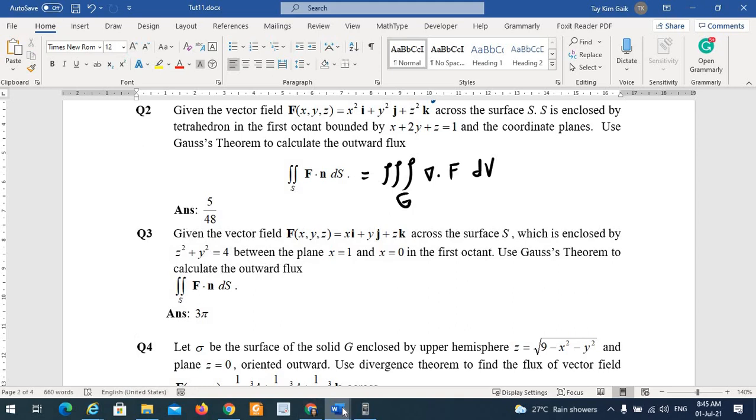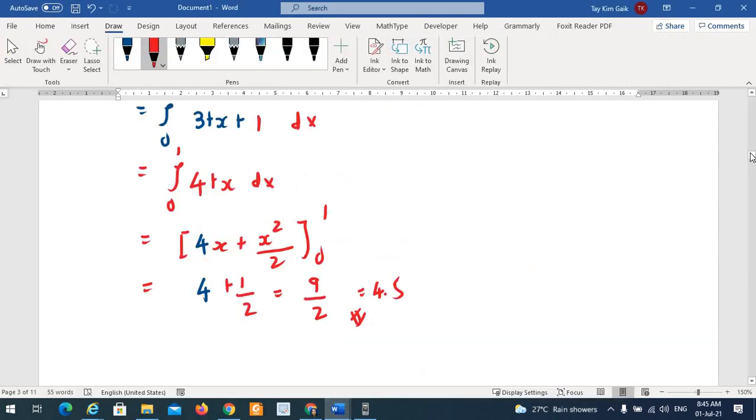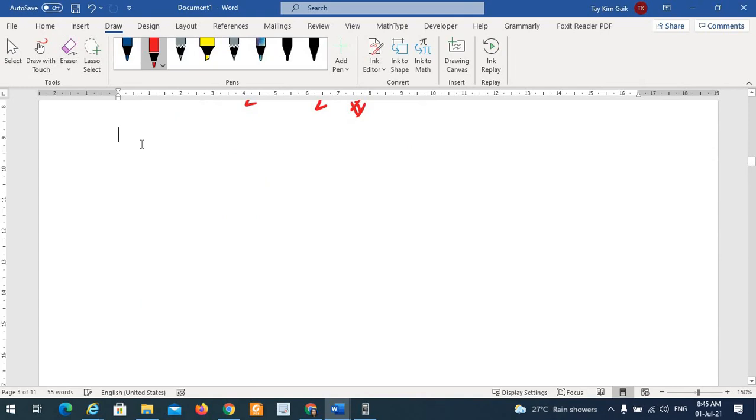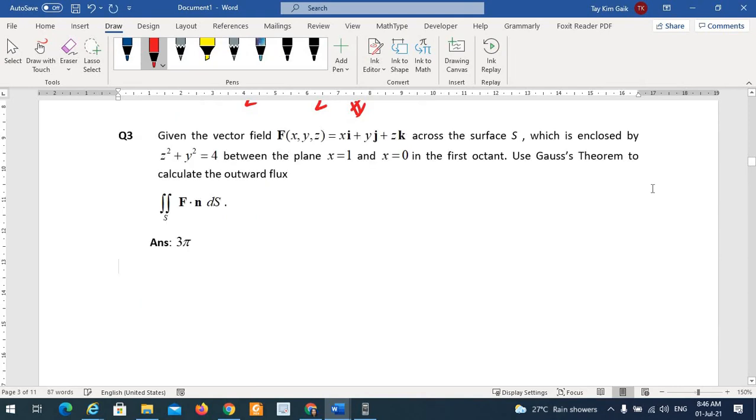Question 3. Okay, given the vector field F(x,y,z) equal to xi plus yj plus zk across the surface S, which is enclosed by z squared plus y squared equal to 4 between the plane x equal to 1 and x equal to 0 in the first octant, use Gauss theorem to calculate the outward flux, and the surface is closed. Okay, can you tell me what is this surface?